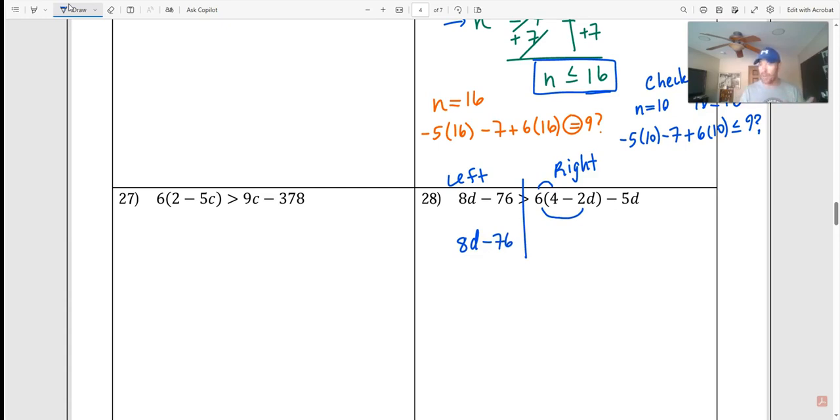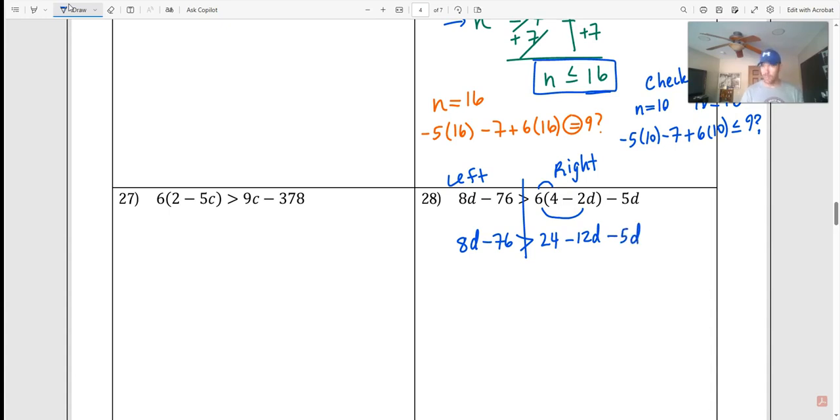Simplifying, I'm not doing anything on both sides. I'm just simplifying, so no flip. But 6 times 4 would be 24. 6 times, I'd count that as a negative 2d. It's negative 12d. And then the minus 5d is not in the parentheses, so that just hangs out.